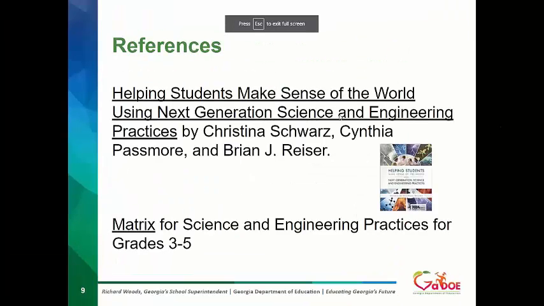So some of the references that I used here, the main reference, is this book called Helping Students Make Sense of the World Using Next Generation Science and Engineering Practices. And this is what the cover of the book looks like, and it's really helpful in understanding each individual practice. So if by chance you have access to this resource, I would definitely use this to help you understand more about science argumentation, but also the other 7 science and engineering practices.